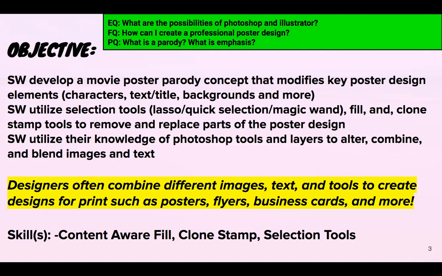So you're going to be using lasso, quick selection, magic wand, the fill, the clone stamp, all of these different tools that we've learned to remove and then replace parts of the poster design. We can't just throw things on the poster design because it won't look believable. We have to actually remove elements and replace them. And then we're also going to learn how to adjust the lighting on the new layers so we can make it look believable and realistic.